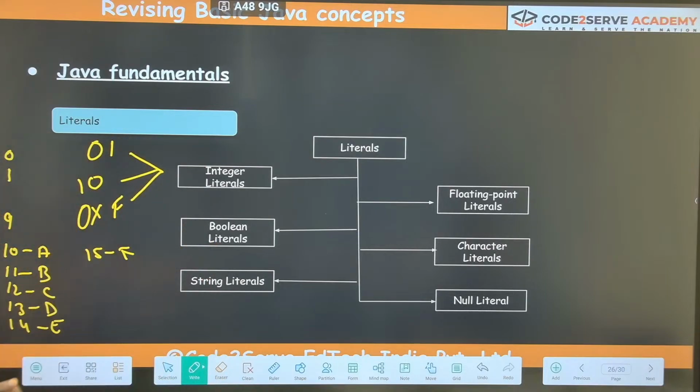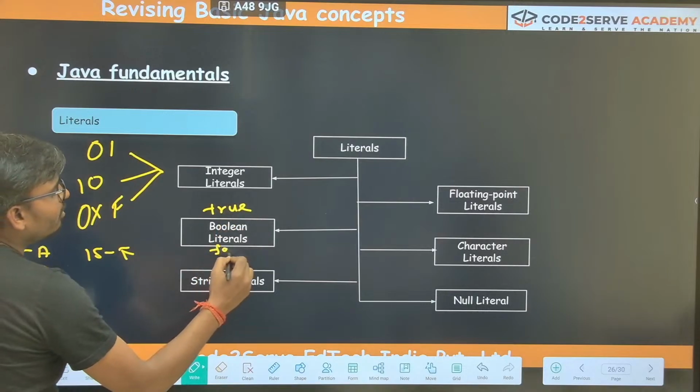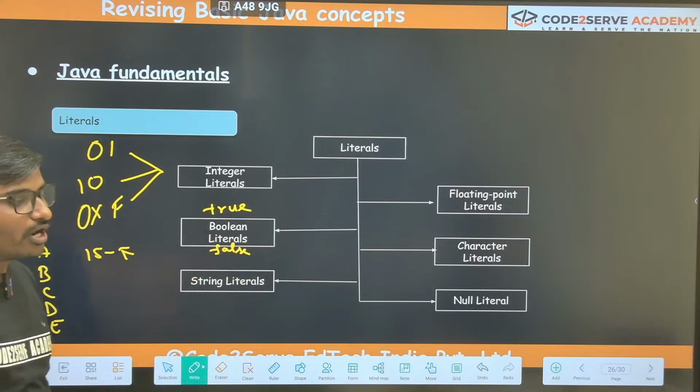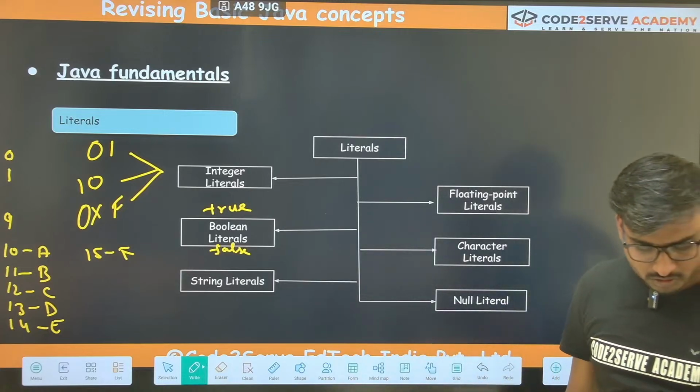So what are Boolean literals? Either it can be true or it can be false. Got my point? It can be true or it can be false.